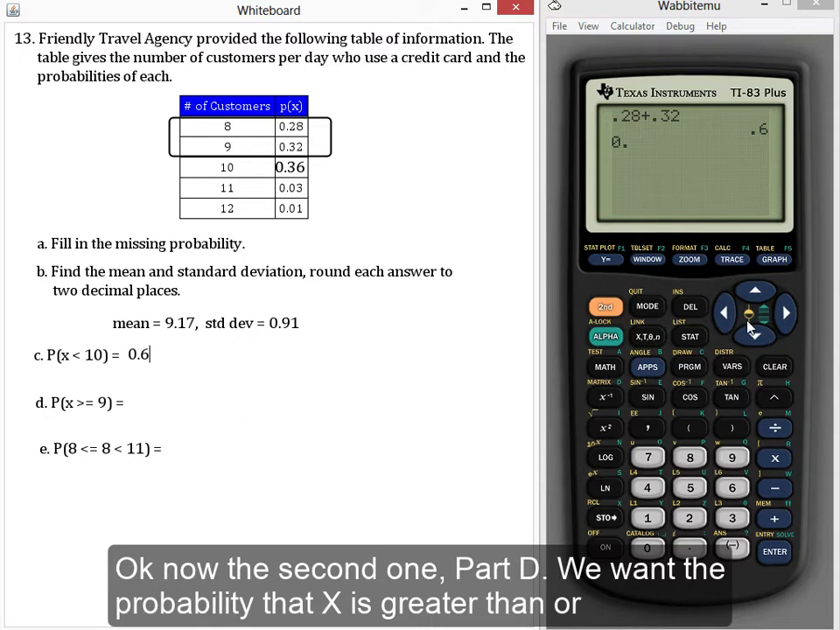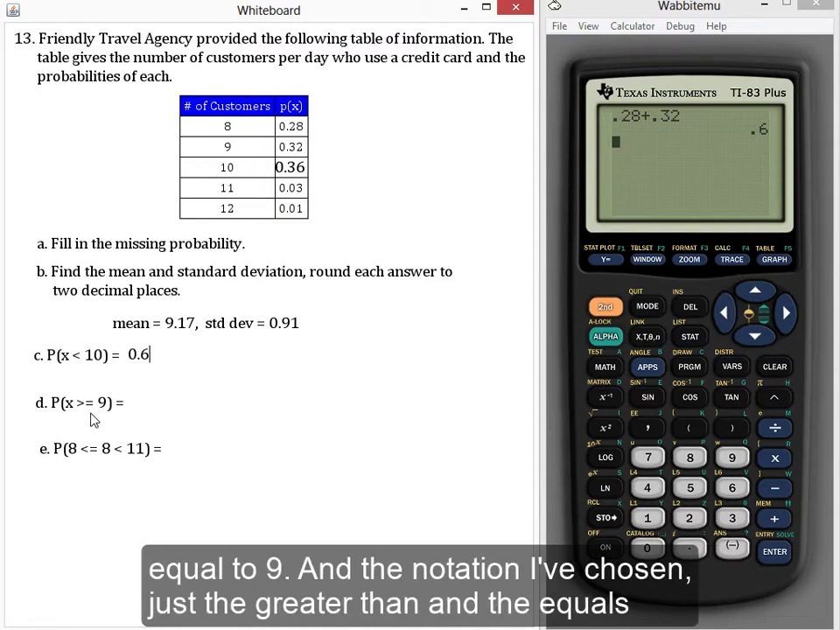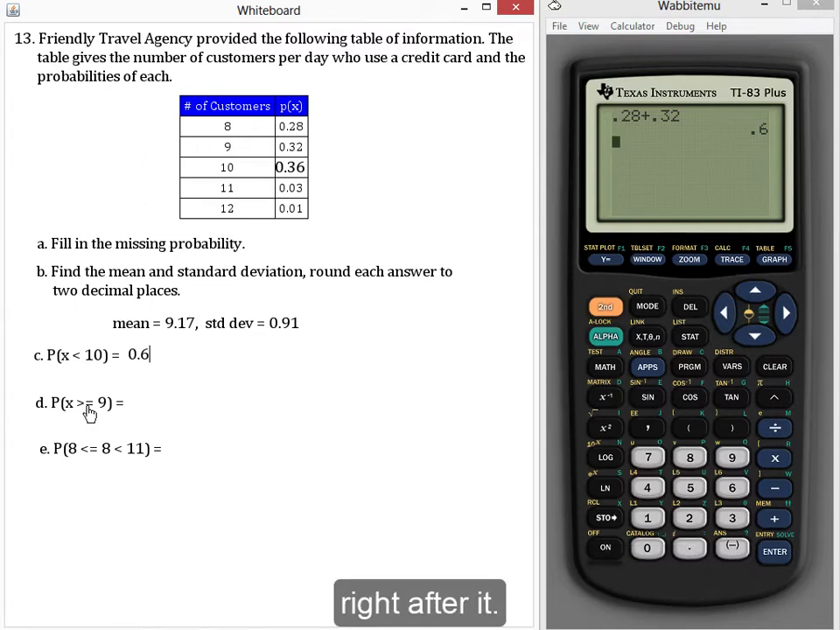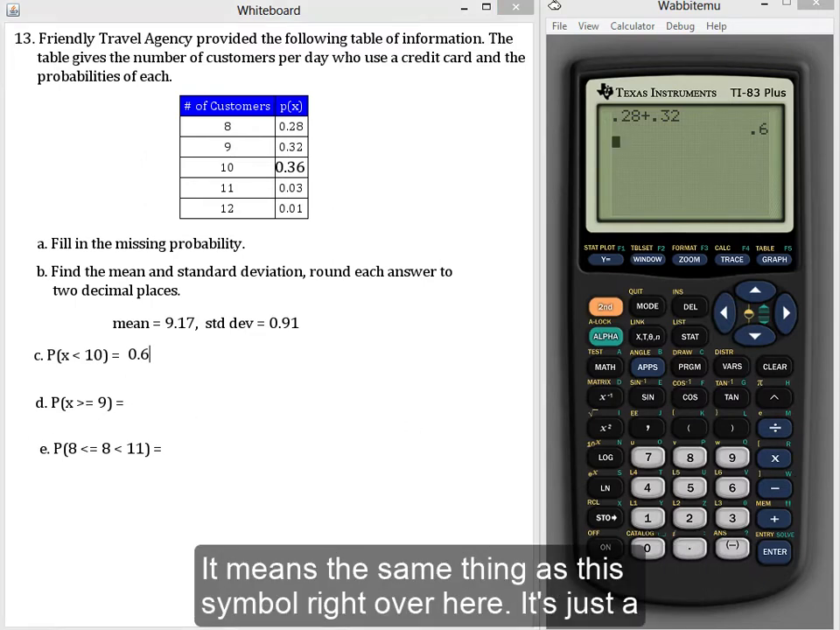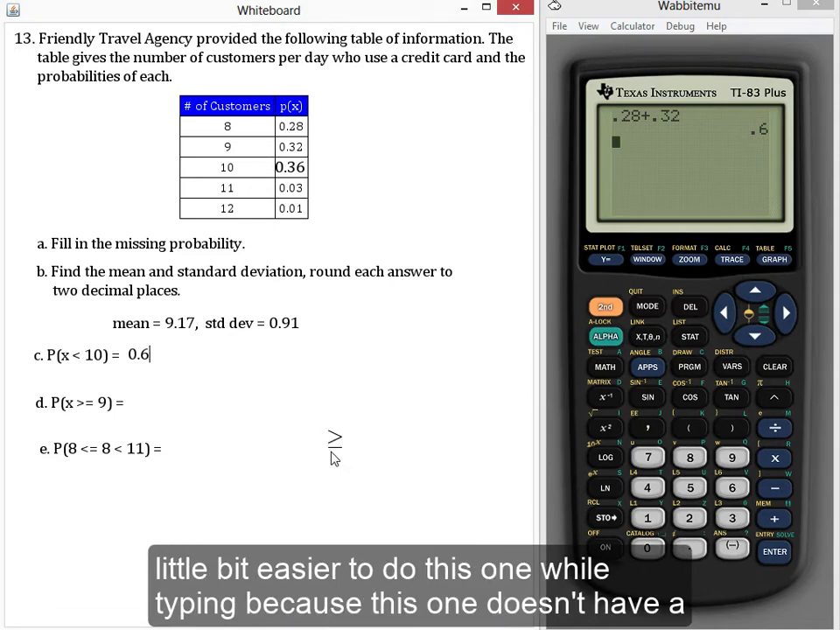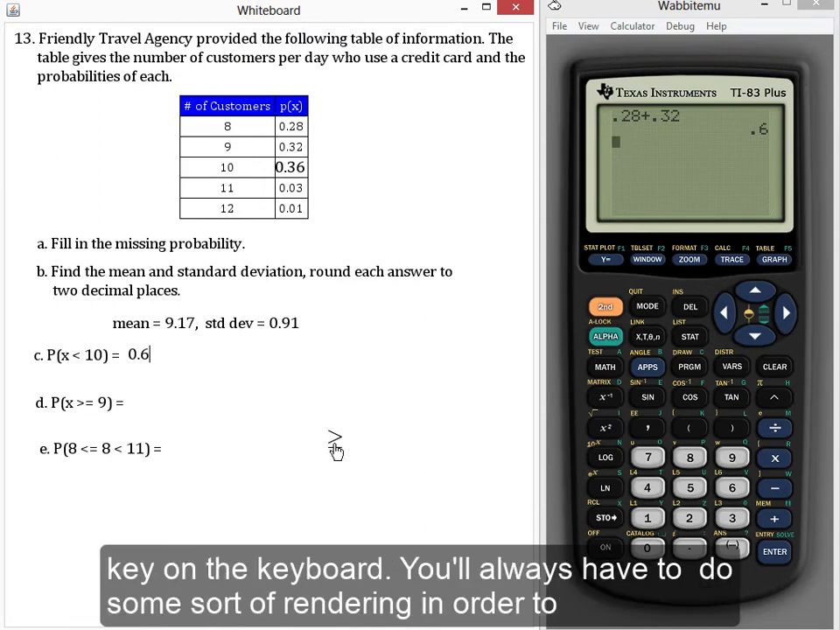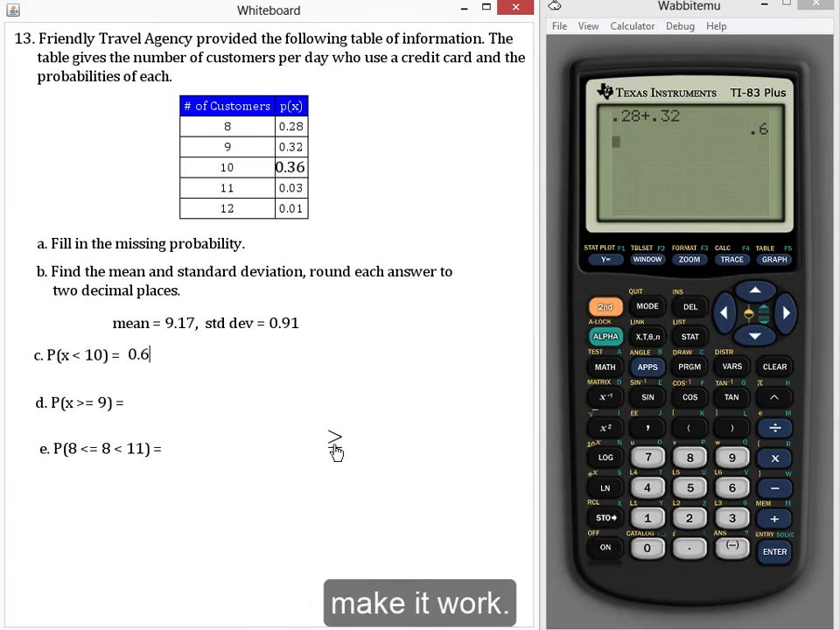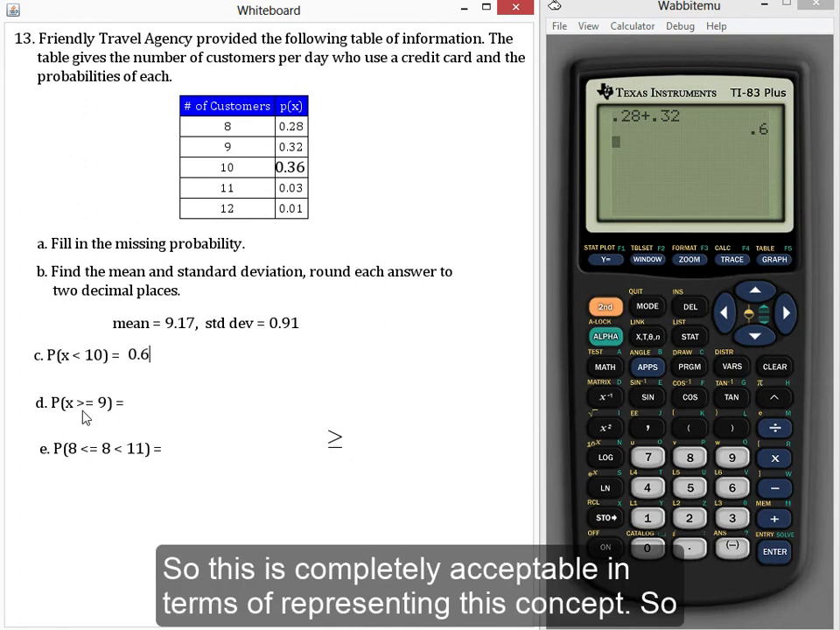Okay. Now, the second one, part D, we want the probability that x is greater than or equal to 9. And the notation I've chosen, just the greater than and the equals right after it, means the same thing as this symbol right over here. It's just a little bit easier to do this one while typing because this one doesn't have a key on the keyboard. You always have to do some sort of rendering in order to make it work. So this is completely acceptable in terms of representing this concept.